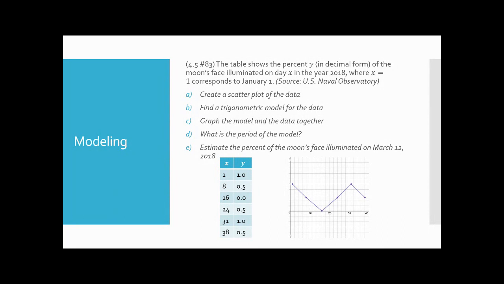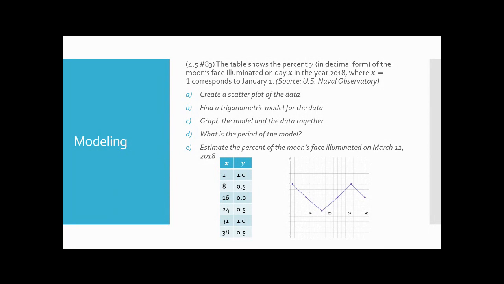So when we start this off, we have to decide whether we're going to use a sine or a cosine function. If you look at that graph, you notice that our very first point is at a peak, and it's at a value of 1. It's basically at a high point.